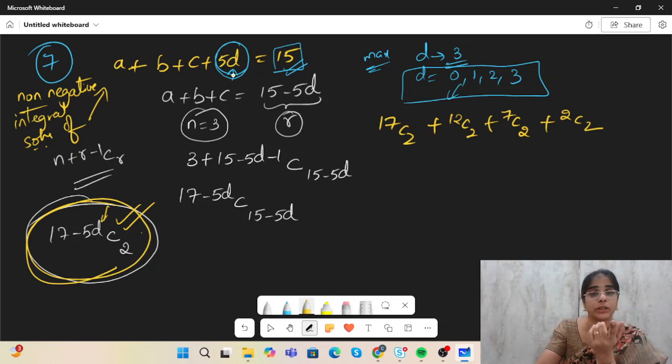If you go beyond 3, d equal to 4, if you substitute 5 into 4, you get 20, but you just need 15 as the sum of all these 4. So hence your maximum value of d is 3. Starting from 0 onwards, that's non-negative, hence you can take 0 also. Clear? So 0, 1, 2, 3 can be the values of d. All these values you just plug into your answer and add them up, because it can be 0 or 1 or 2 or 3. Whenever we have a case of 'or', it is always addition. Clear?